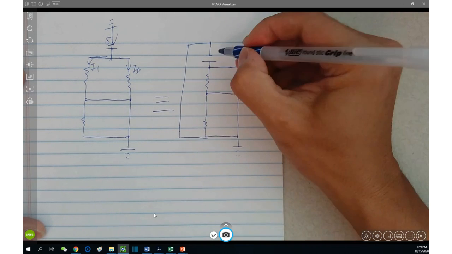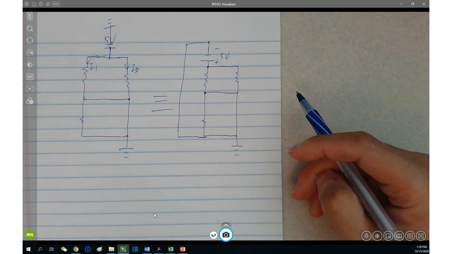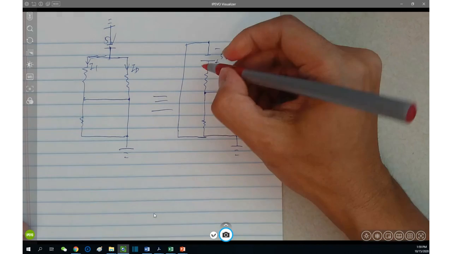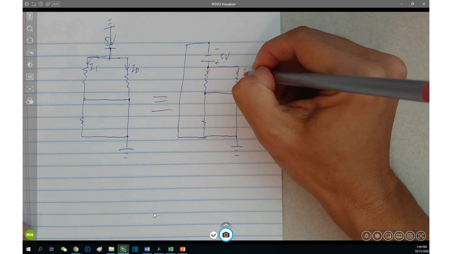Can you see it? This is the equivalent circuit. From here, you can easily tell this current is absolutely not equal to this current. Does it make sense now?